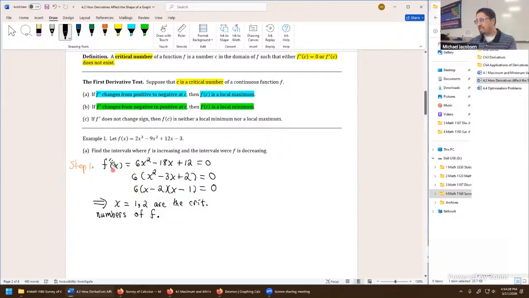And by the way, I was kind of lazy when I carried down f prime. I only wrote it once because I wanted to focus on the equation. But that is f prime right there. And sometimes the factored form is easier to use than the expanded form right at the top. Well, step 1 is done.